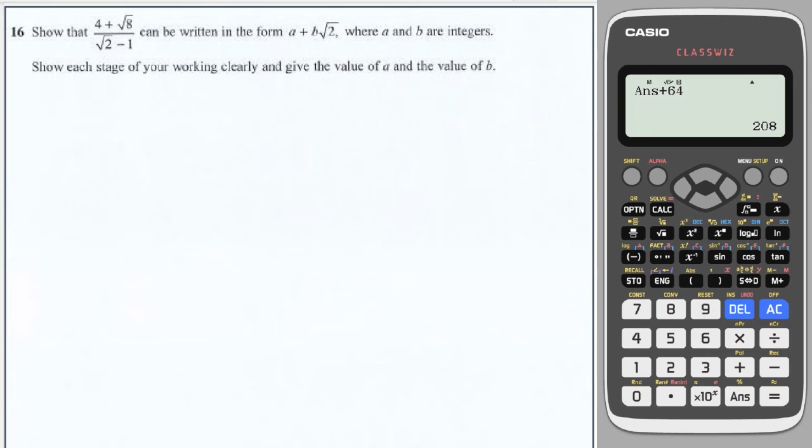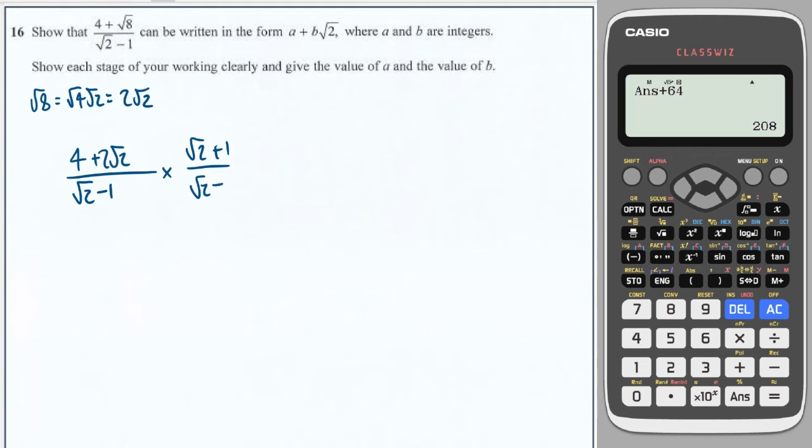Okay, question 16, and we are going to rationalise the denominator. First off, I will spot that root 8 is not as simplified as it possibly can be, and that is going to be the same as root 4 times root 2, which is 2 root 2. You can use your calculator to simplify surds if you so wish. Then I'm going to write it like this, and to rationalise the denominator I need to multiply it by the denominator, but with the sign changed, top and bottom.